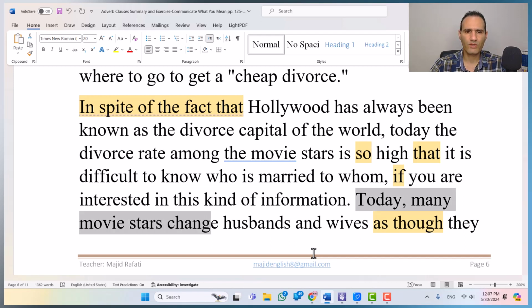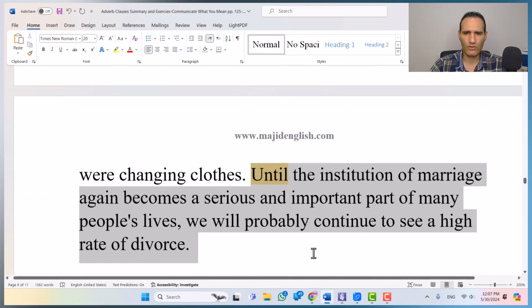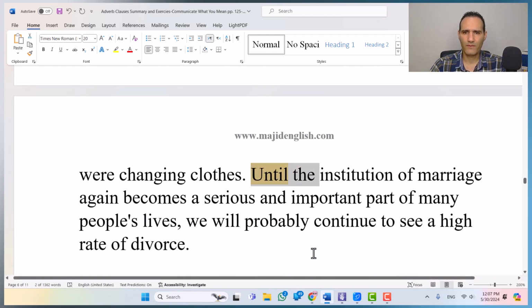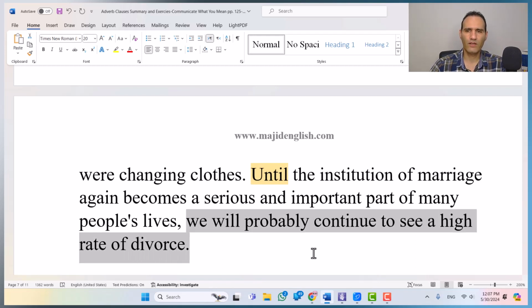Today, many movie stars change husbands and wives as though, manner, they were changing clothes. Until, time, the institution of marriage again becomes a serious and important part of many people's lives, we will probably continue to see a high rate of divorce.